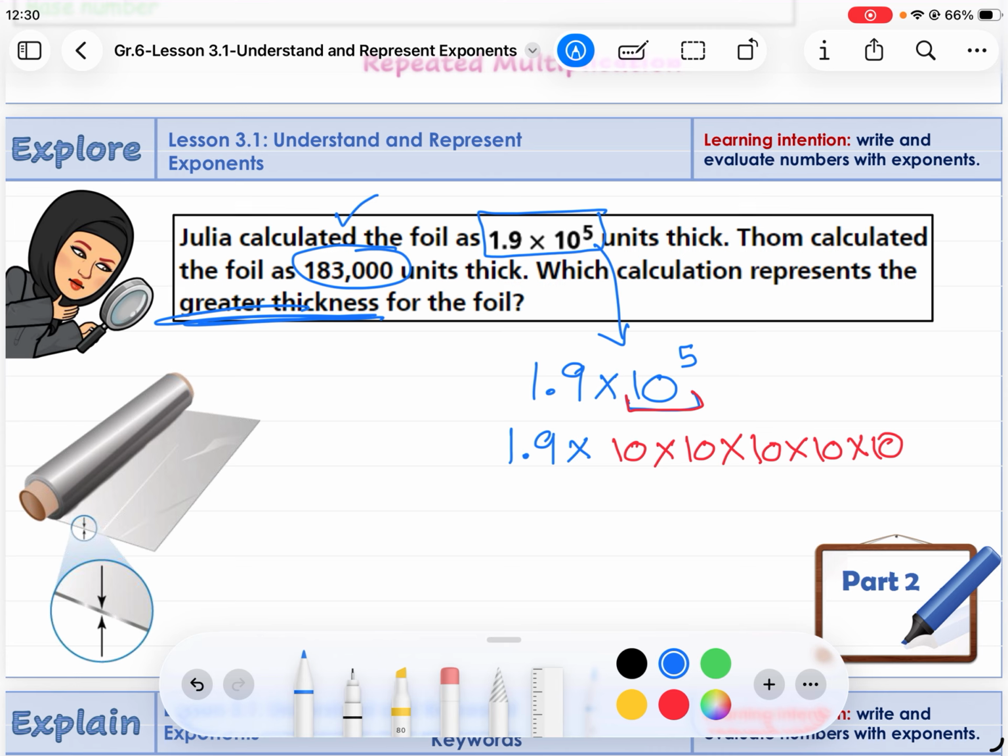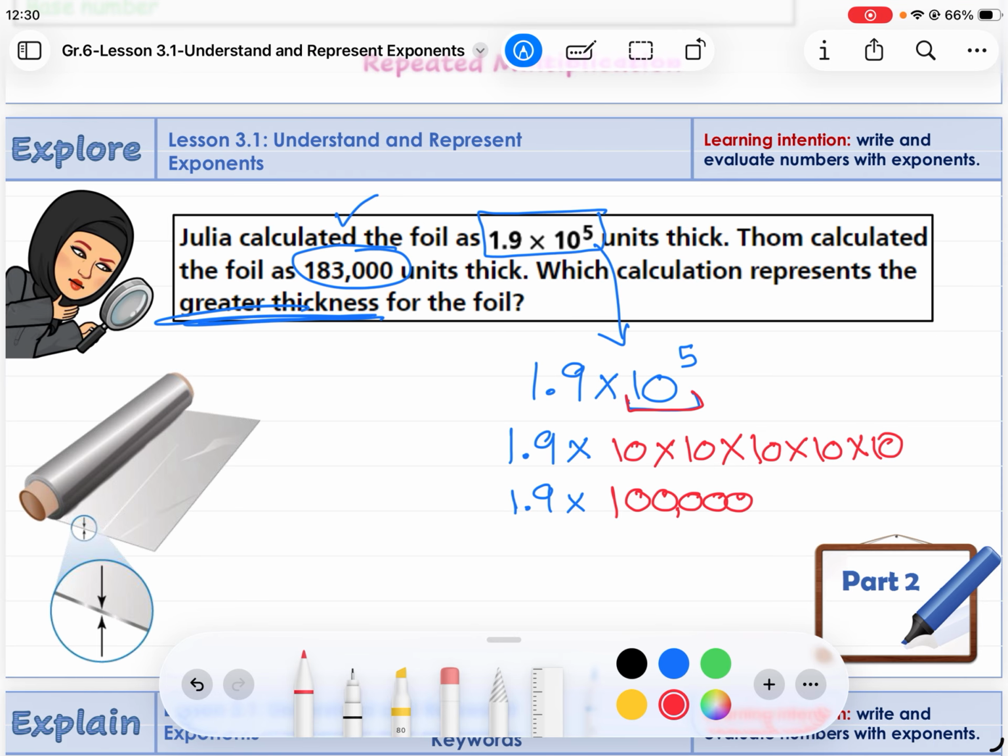That means it's the same as 1.9 times 1 times 1 times 1 times, that will be 1. I'm just going to copy paste the zeros. I got 5 zeros. 1, 2, 3, 4, 5. Okay. So guys, 10 to the power of 5 is the same as 100,000.